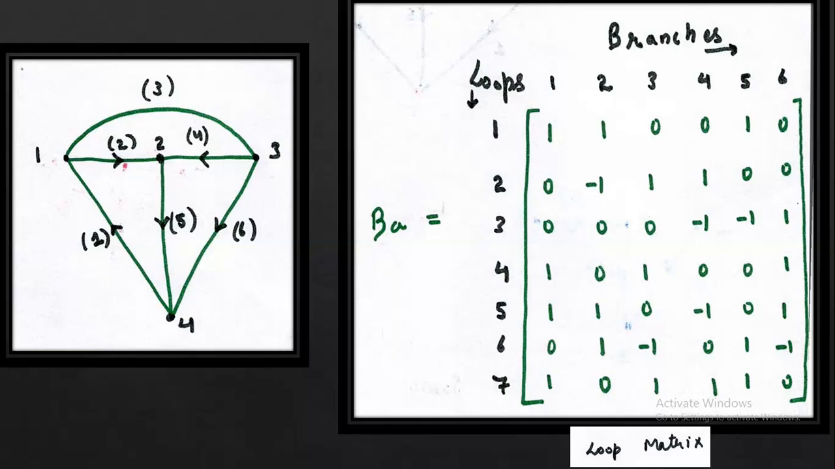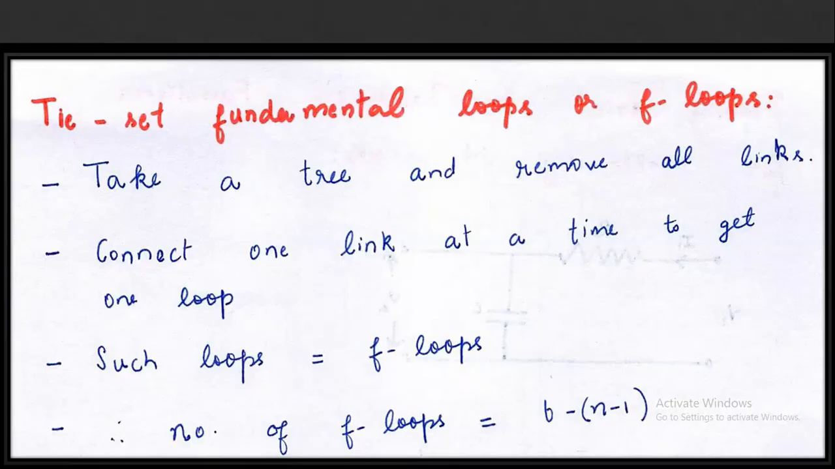Now we move on to tie set fundamental loops or F loops. To get F loops, we take a tree and remove all the links. Then we connect one link at a time to get one loop. Such loops are known as F loops. Therefore, the number of F loops will be equal to b minus (n minus 1).